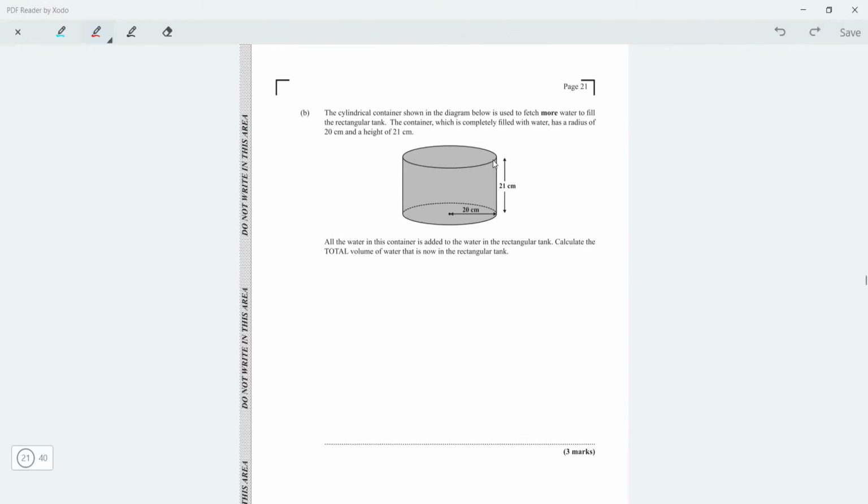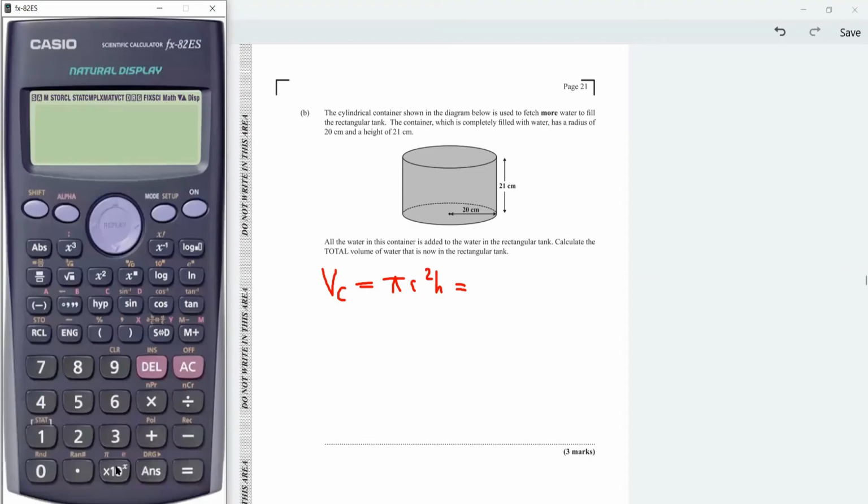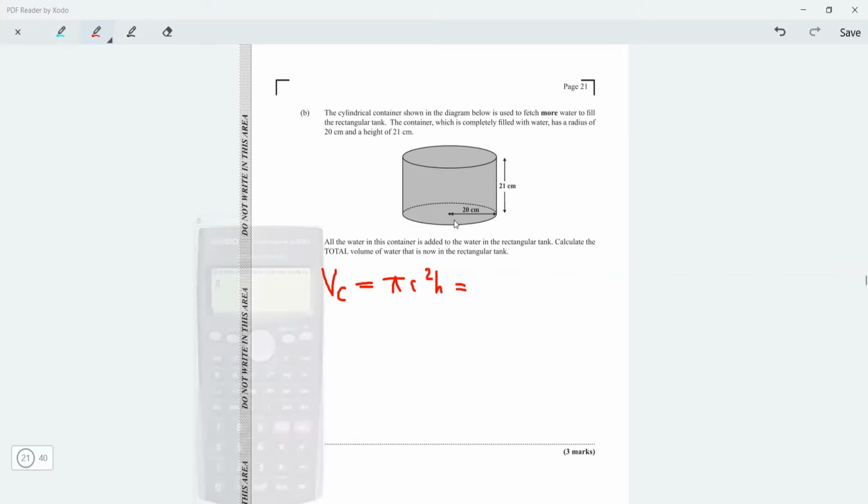So first, we need to work out the volume of water in this cylinder. The volume of water in the cylinder is pi r square h. That's how we find volume, pi r square h. So the volume is going to be pi times r. Let me write down what r is. The radius is 20. So it's pi times 20 square times h, and h is 21.